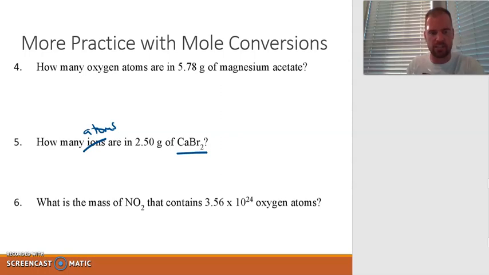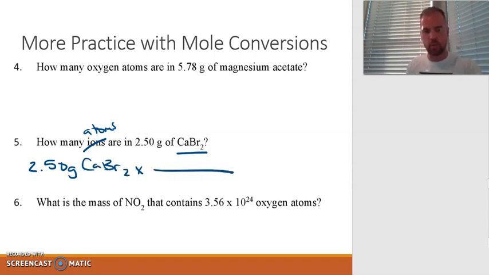So we're going to solve it very similar to how we've done before. We're going to start with the 2.50 grams of calcium bromide. The first thing I need to do, and hopefully we're getting pretty good at this, is convert from grams to moles using our molar mass. So grams of calcium bromide to moles of calcium bromide. And 1 mole of calcium bromide, let's figure out what that's going to be. Calcium is 40.08. Bromine, 1 bromine is 79.9, but we have 2 of them. So the molar mass is roughly 199.88.